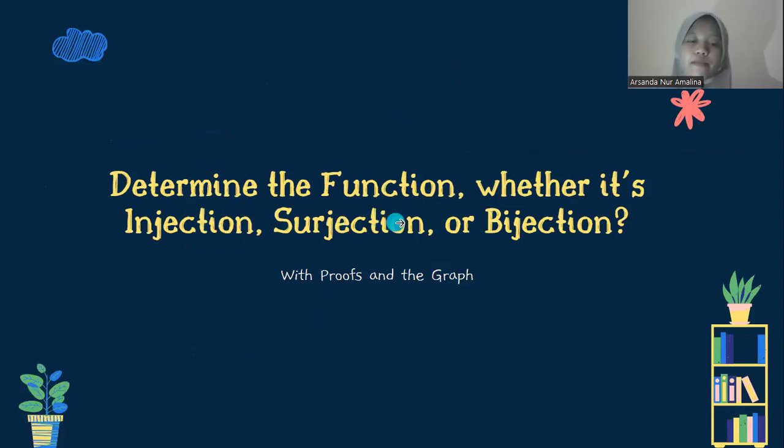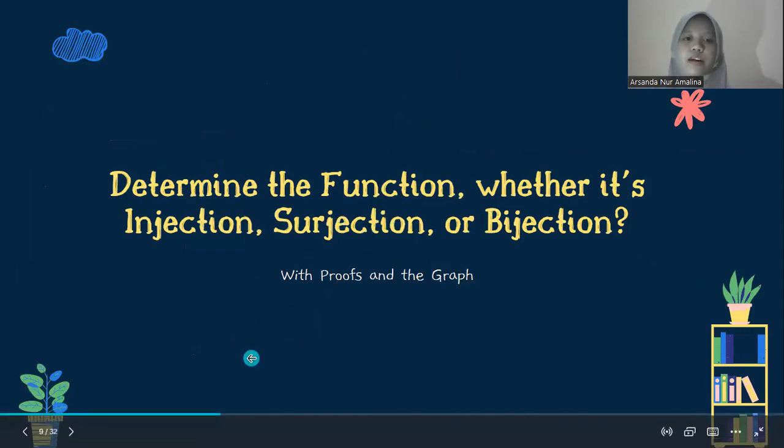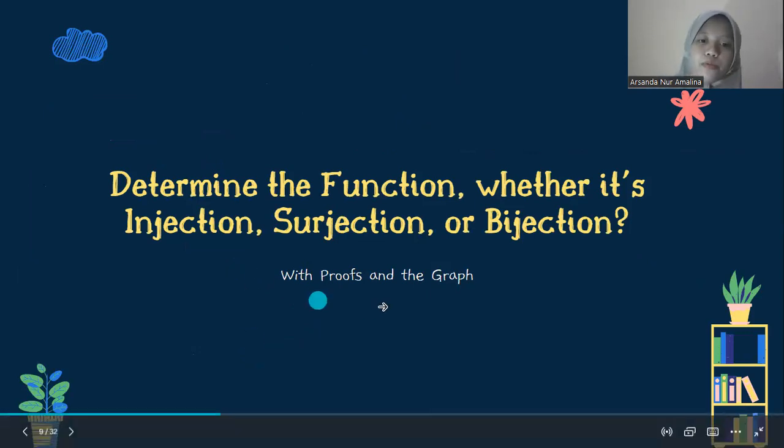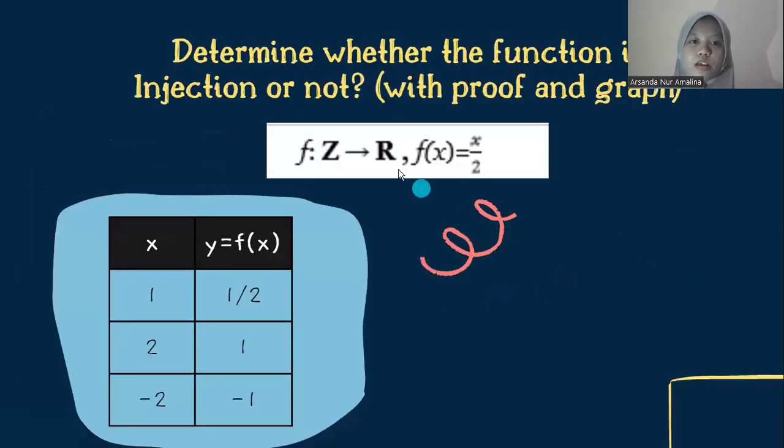Next, we are going to determine whether a function is an injection, surjection, or bijection, with proofs and graphs. So here's the function. We are going to determine whether the function is an injection or not.